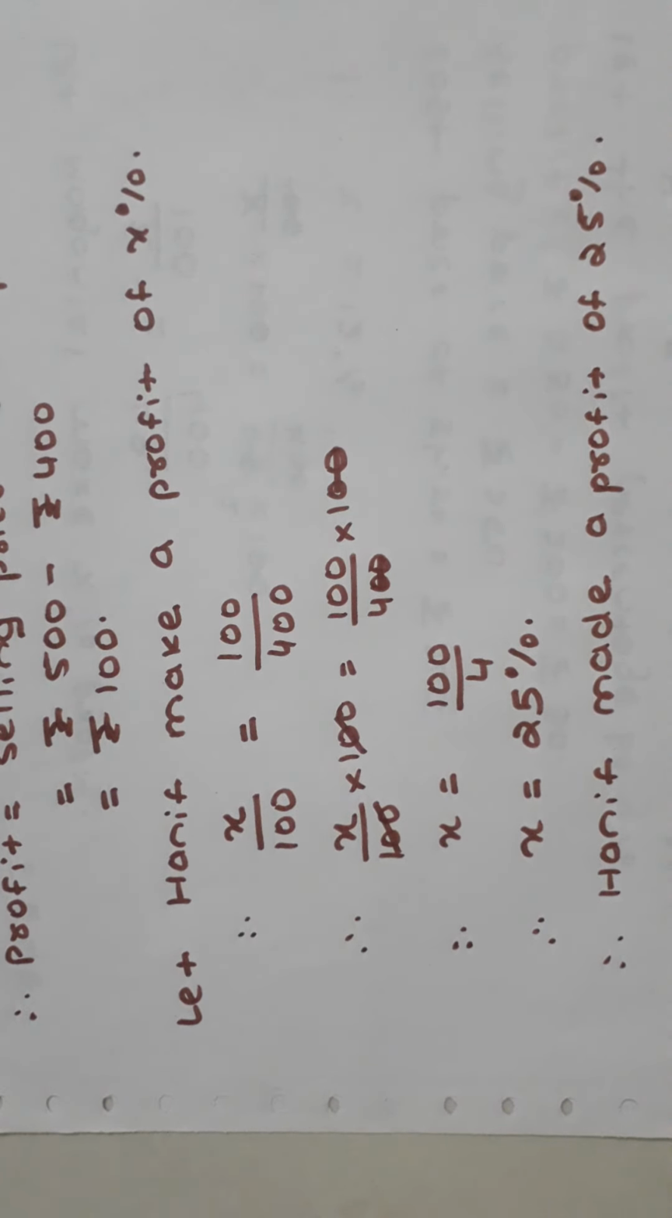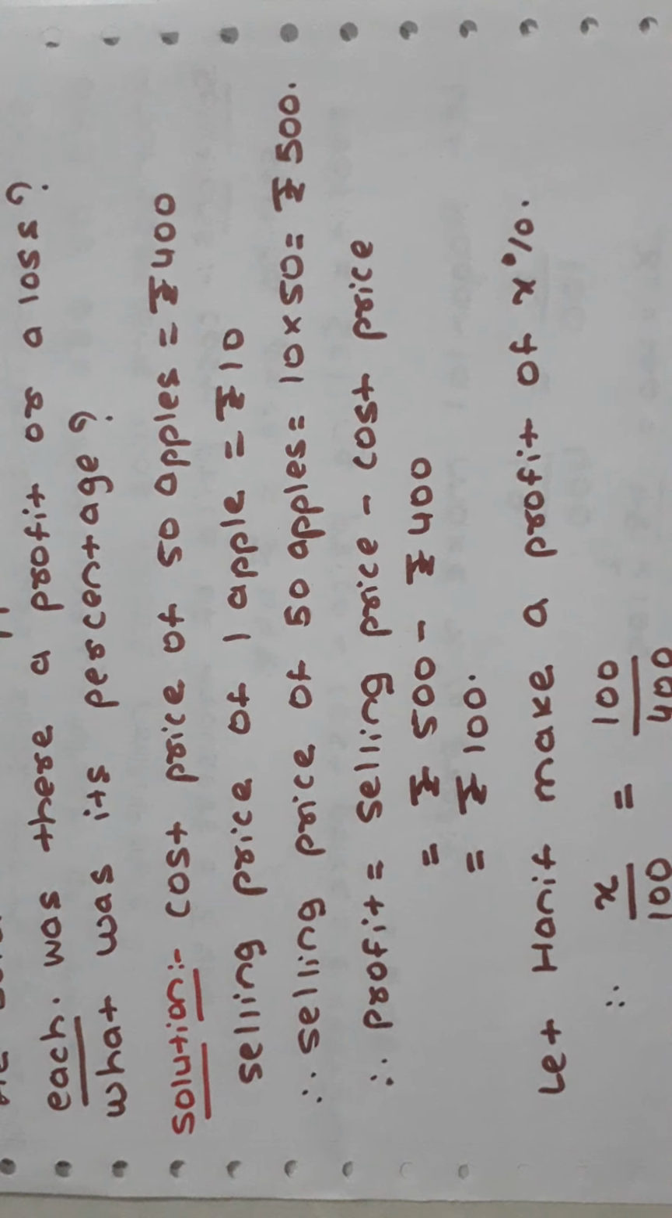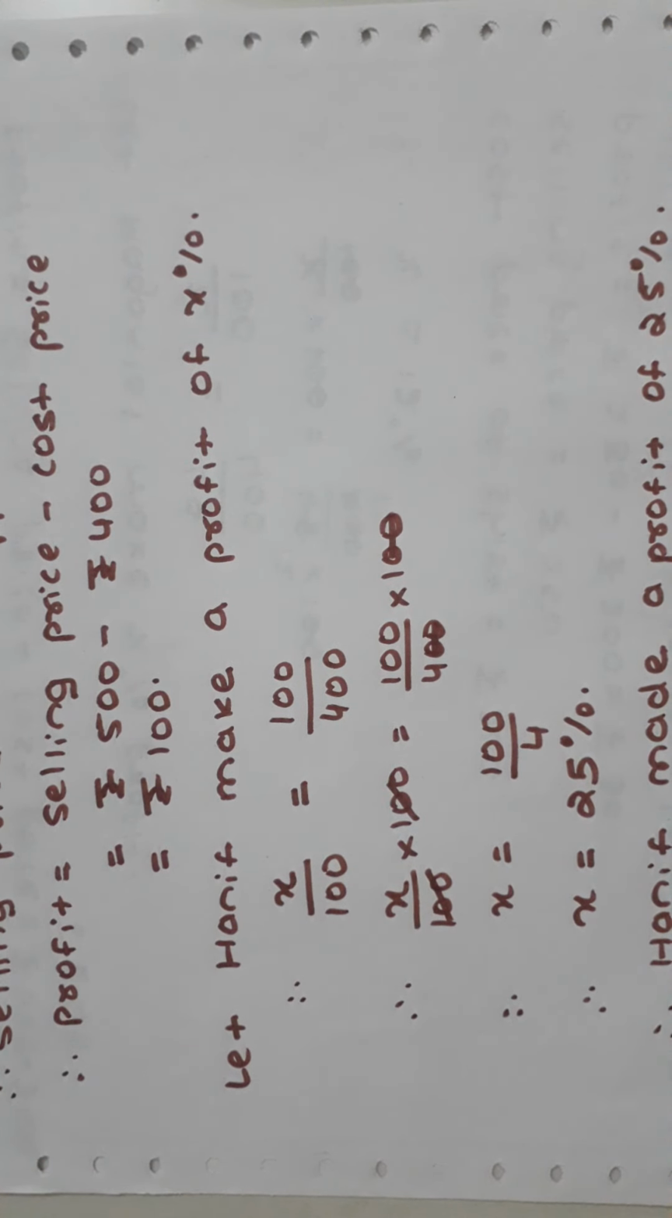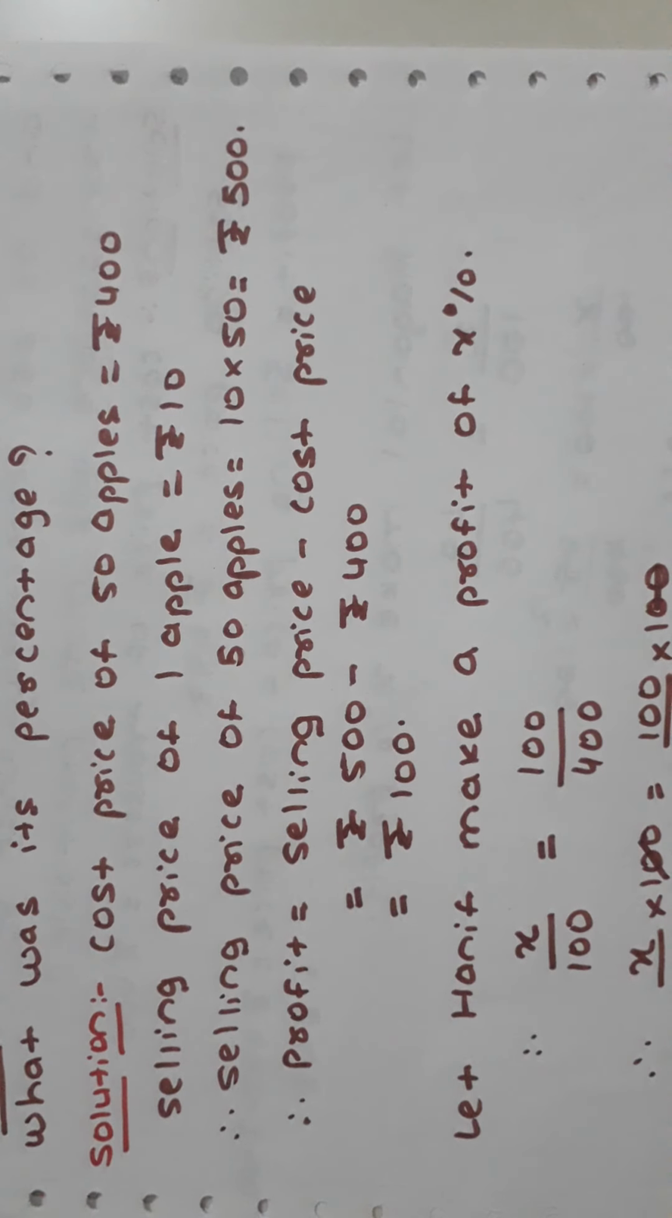So in this question, we first find the selling price of 50 apples, and then we compare the selling price and the cost price. So we get to know that it is a profit, and then we find the profit percentage by comparing the profit and the cost price. So X% means the profit is rupees X on a CP of rupees 100. So the first ratio is X upon 100, and for the given question, the cost price is rupees 400 and the profit we calculated is rupees 100.